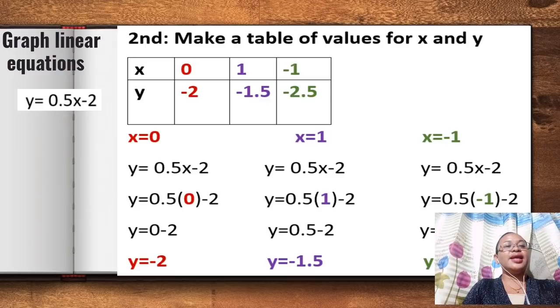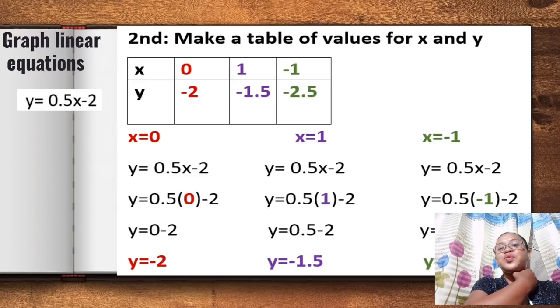Second, we let x be equal to 1, and so we substitute it. y is equal to 0.5 times 1 minus 2. So 0.5 times 1 is 0.5, minus 2 is negative 1.5. So our y is negative 1.5. So the second point, or the second coordinate, is 1, negative 1.5. The numbers in purple color.